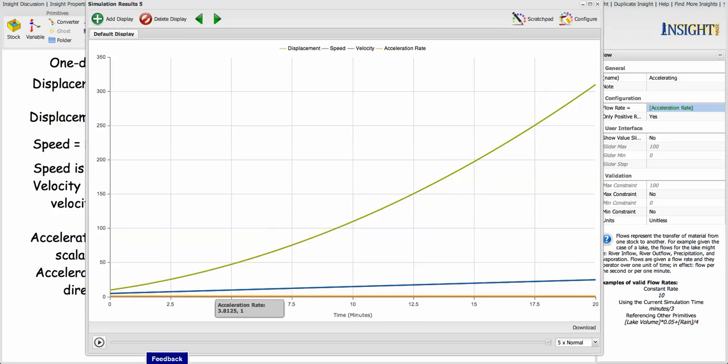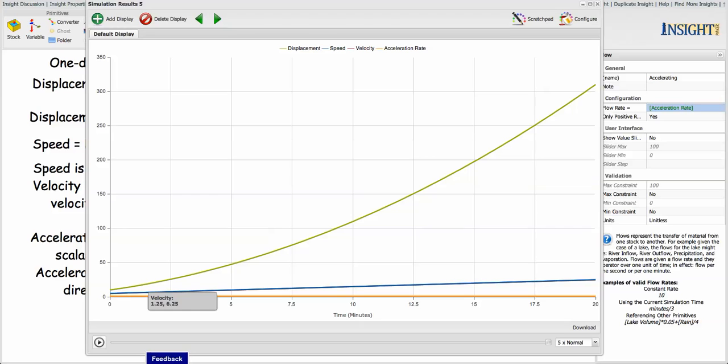So here we see the blue line is the growing velocity. Each unit of time it goes up by 1, but the displacement is not linear. That's because the velocity is continuing to increase. In our first example, we had a constant velocity of 5, but now that's the initial value of 5, and then each time period it goes up by 1.